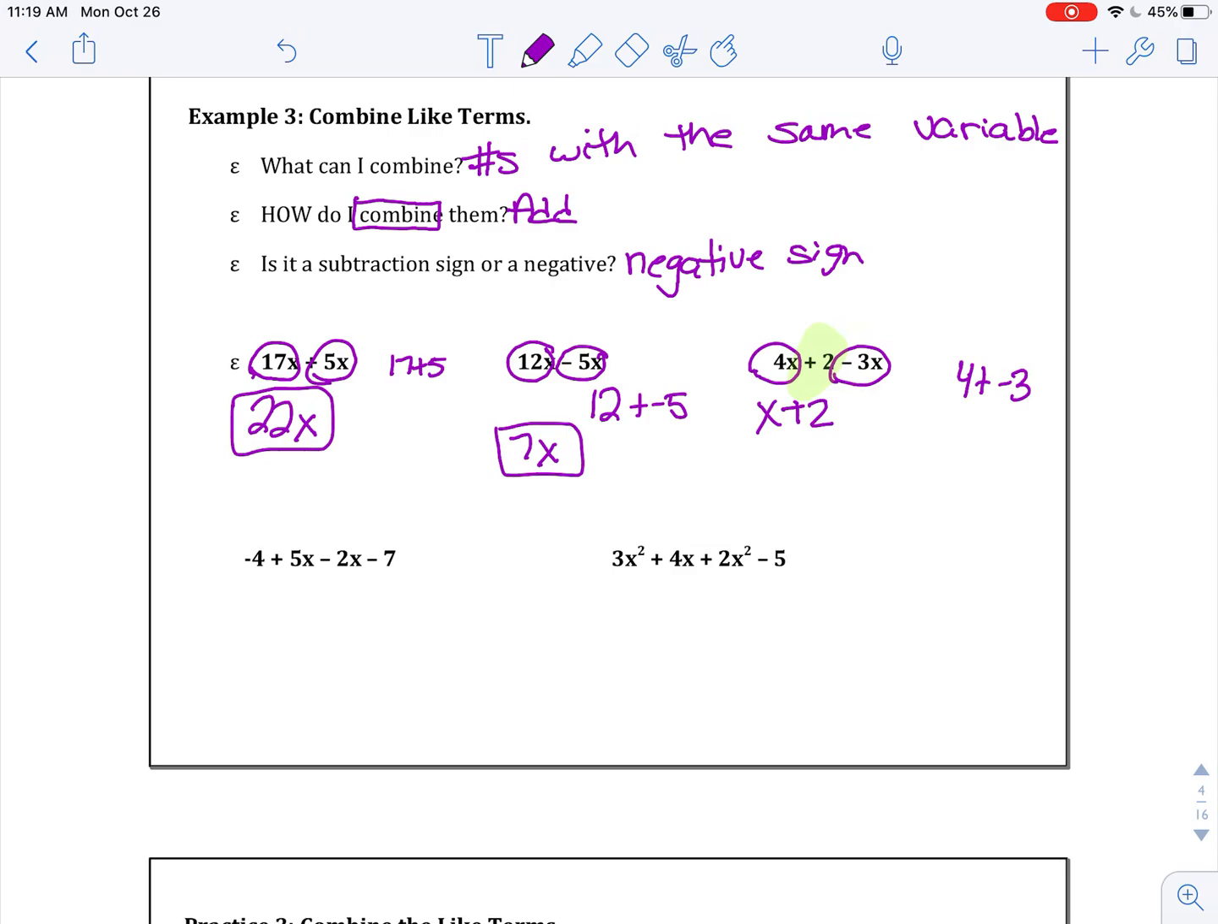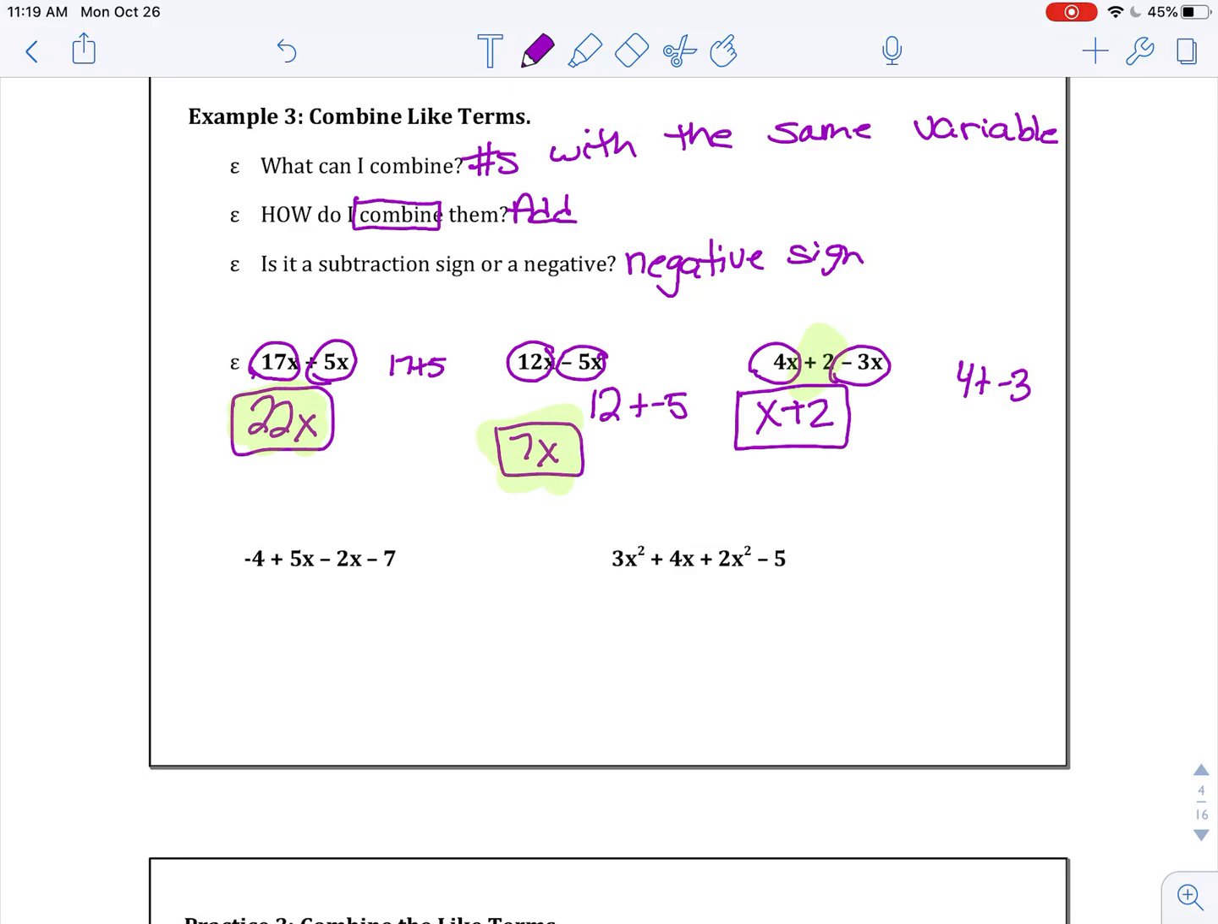Now, if you're confused because the first two problems we did, we had 22x and we had 7x, and that's just one term. Your answers, when you combine like terms, could have as many terms as it needs to have a correct answer. Okay, so x plus 2, you cannot combine them because 2 does not have an x, so that is your final answer.